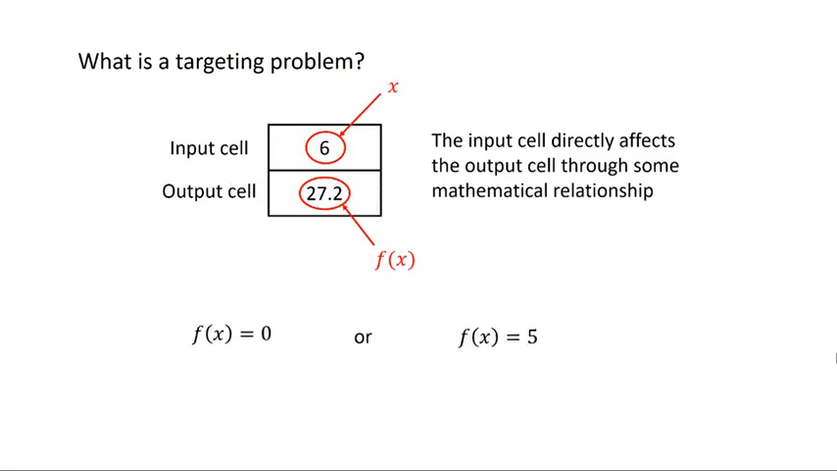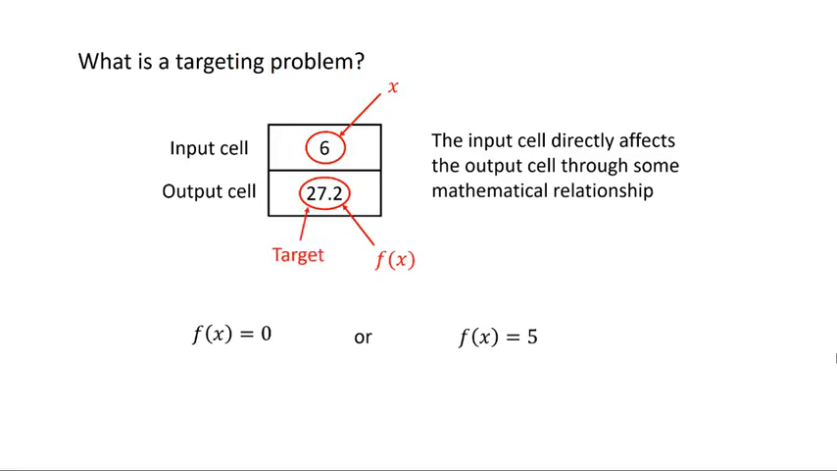Now, targeting problems are when you're trying to drive f of x equal to some value. A lot of times you're trying to drive f of x to 0, and in that case you're solving for the root of an equation. But it doesn't have to be 0. You can also solve for a different target. For example, you can set that f of x equal to a value such as 5. So this is known as a targeting problem.